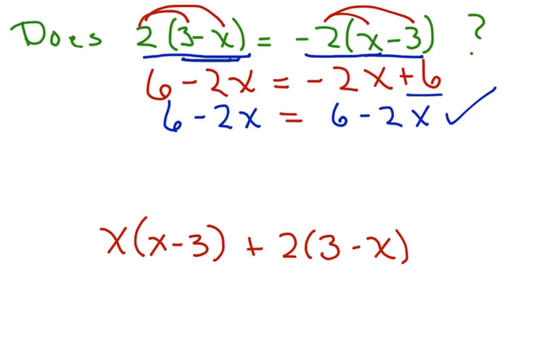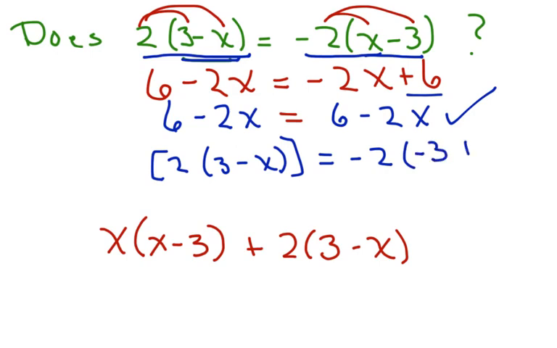You could also just multiply this expression by negative 1, negate it, and you will get negative 2 times negative 3 plus x, and then just rearrange these two and get negative 2 times x minus 3. Now in pre-cal, we would not expect you to show this.